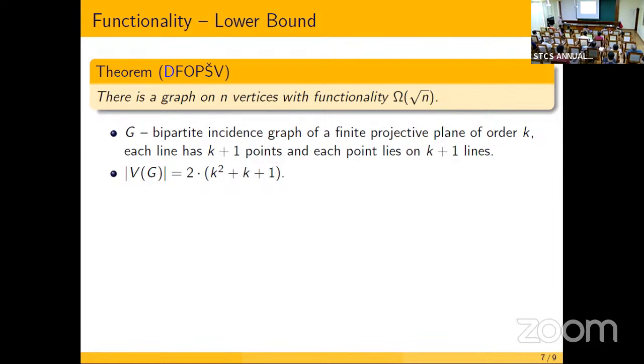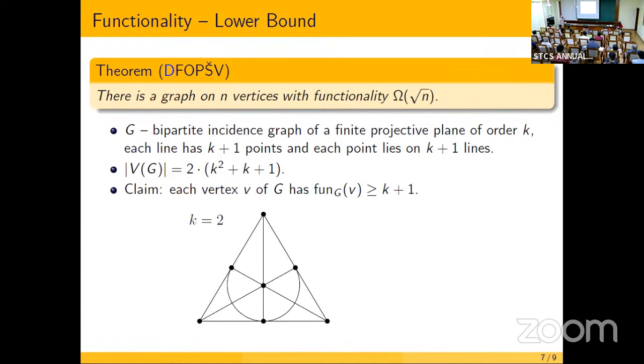So what's an incidence graph? It's a bipartite graph. One part is for the points, one part is for the lines, and there is an edge between a point and a line if the point lies on the line. Such a graph has basically k squared vertices. And the claim is that each vertex of this incidence graph has functionality at least k+1. So in the end, it will prove that the graph has functionality at least square root of n.